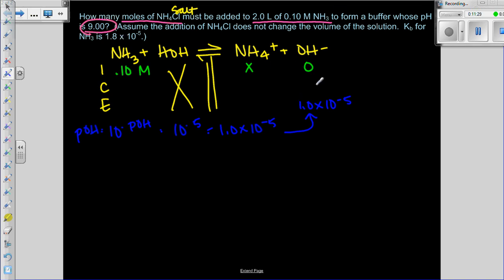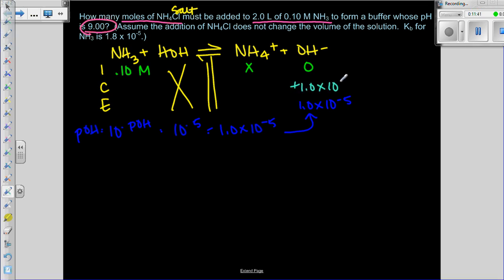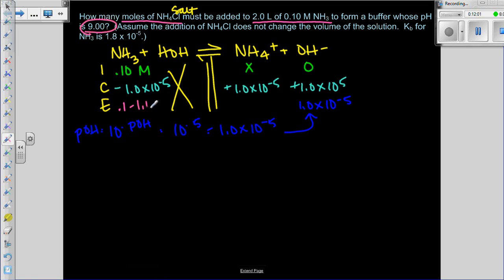Now, like last time, I can't assume that these two are equal to each other at equilibrium, because I didn't start with the same amount. But I do know that hydroxide went up by 1 times 10 to the negative 5th, and so did ammonium. Ammonia went down by 1 times 10 to the negative 5th because it's on the other side of the fence. So now I want to fill in my equilibrium line. I've got 0.1 minus 1 times 10 to the negative 5th, x plus 1.0 times 10 to the negative 5th, and 1.0 times 10 to the negative 5th.